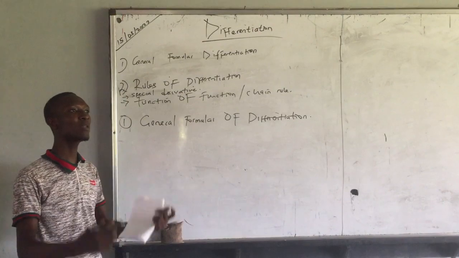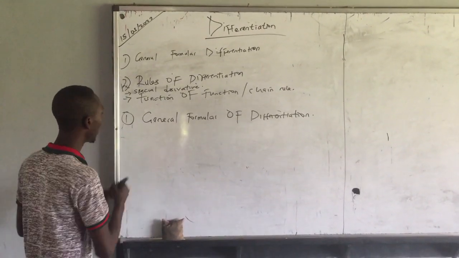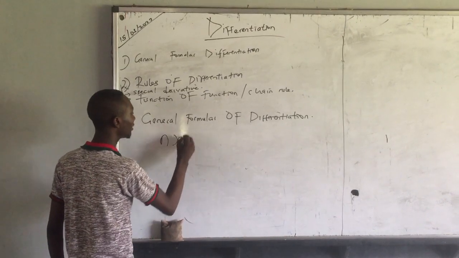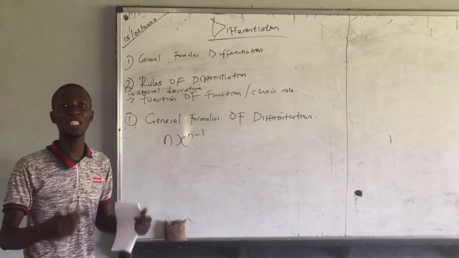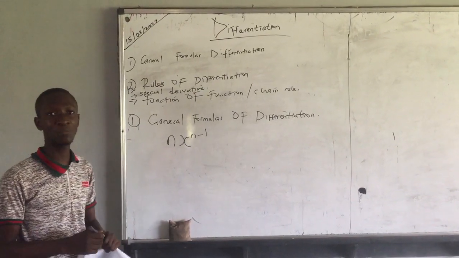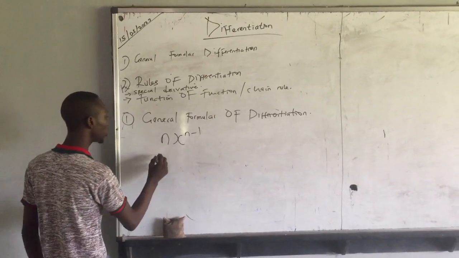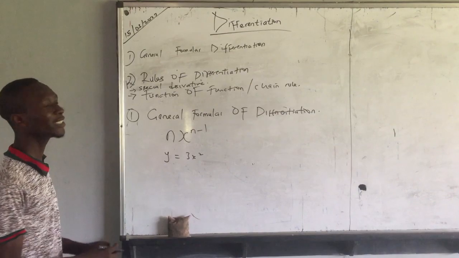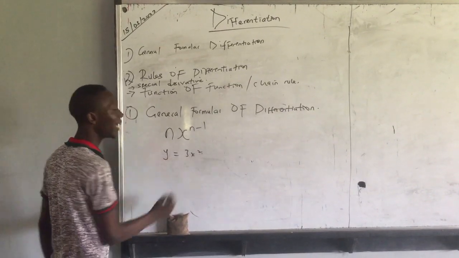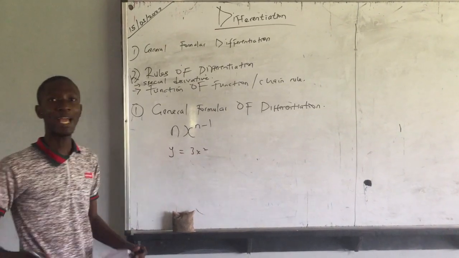Now there's a general formula we use in differentiating an equation. What's the general formula? It is n x to the power n minus 1. This is the general formula we use in differentiating any equation. What does this mean? If you want to apply the general formula to differentiate an equation, let's say the equation is y equals 3x squared, your power is the n. Are we together? The power is the n.